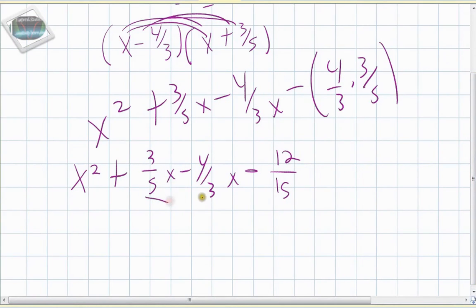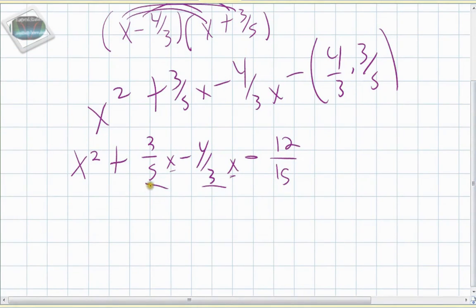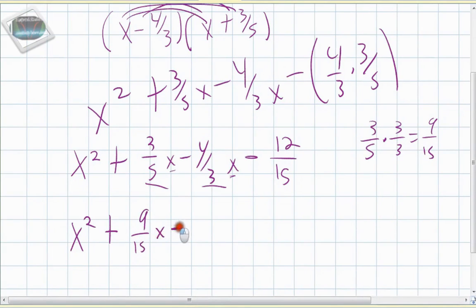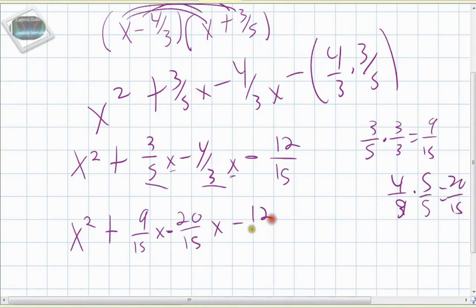We need to find a common denominator because these are like terms, but they don't have common denominators right now. So we're going to convert these to have a common denominator of 15. So x squared plus, to convert this, we would say times 3 over 3 would give us 9 over 15x minus, and this part we would do 4 over 3 times 5 over 5 would give us 20 over 15. So here we have minus 20 over 15x minus 12/15.